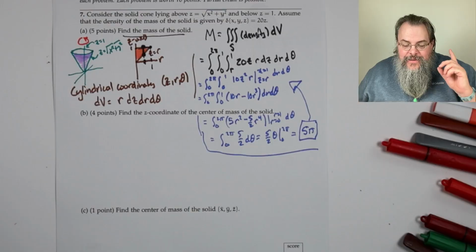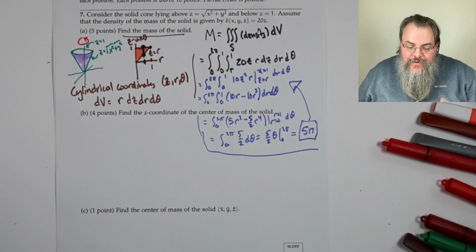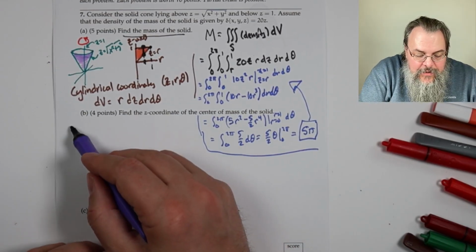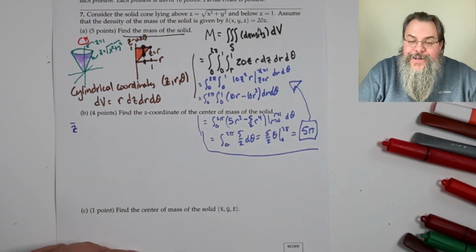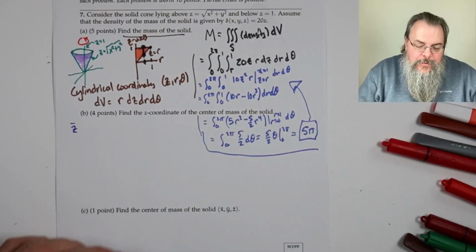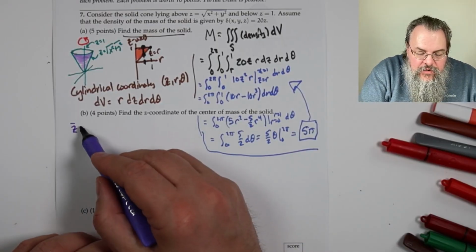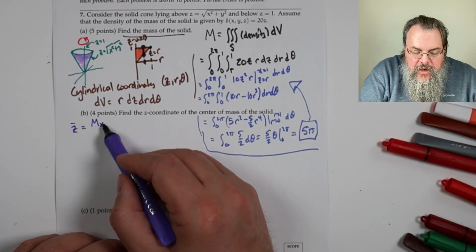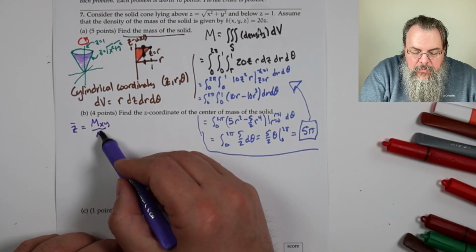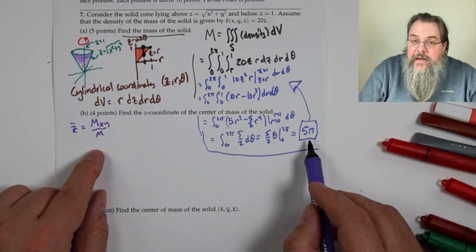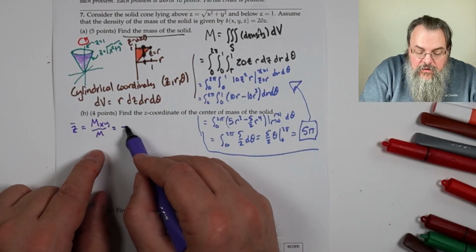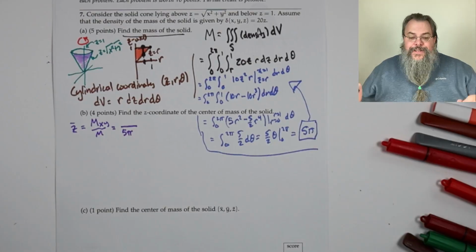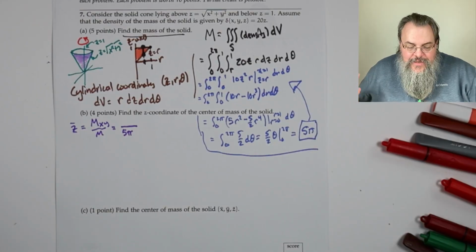Okay, find the z-coordinate of the center of mass. Now, how do we find the z-coordinate? Well, that sometimes is denoted z bar, sort of like the average, if you will, the weighted average. And this is the ratio of what? Of the moment with respect to the xy plane divided by mass. Now, we already know the mass is 5 pi. So you say, okay, so it's something over 5 pi. All right, so that's our z bar, is something over 5 pi.